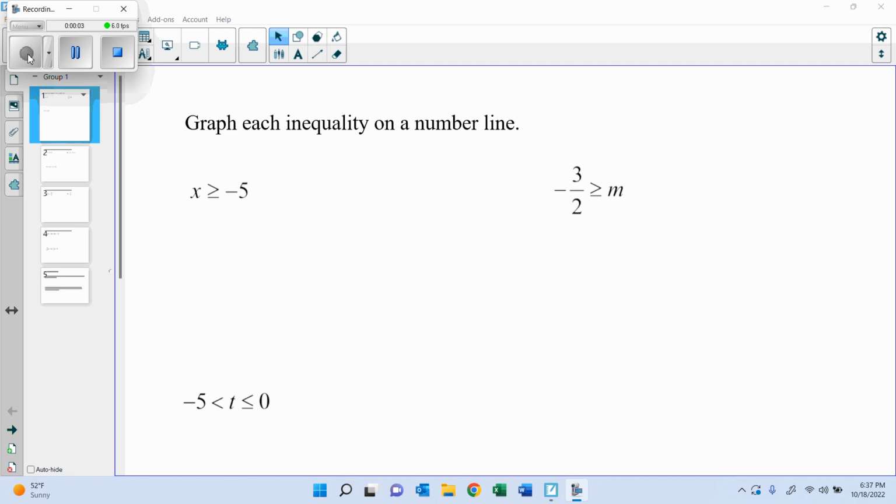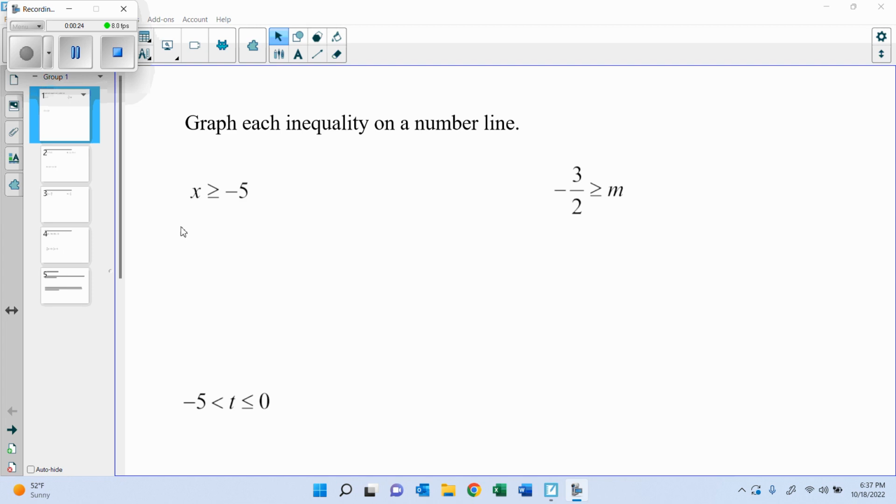Okay, this will be a video on section 9.6. So this is to add to things we've already talked about. So in class, we did already talk a little bit about how to graph these on number lines. So I'm going to go through these examples a little bit quick just to go through it and explain it.